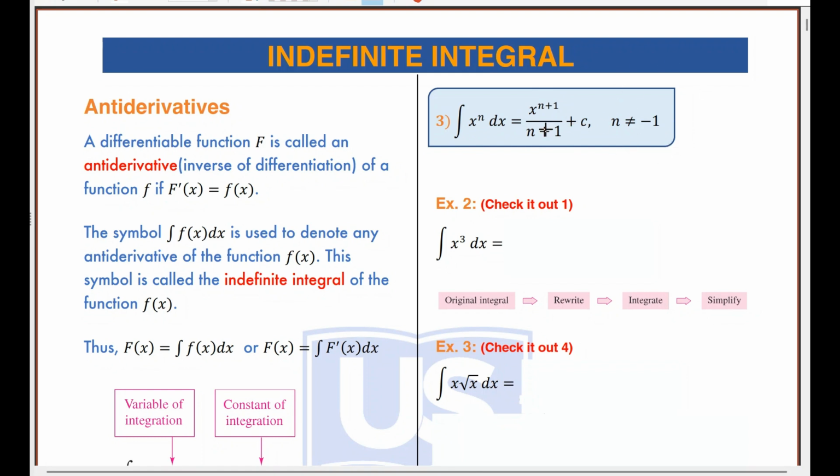And there is a little note here: the exponent is not -1. If it is -1, we have another rule. This is for exponents other than -1. Let's take a look at this example. X cubed. Let's apply the rule. We increase the power by 1, 3 plus 1, and divide by the new power, plus c, which will give me x to the power of 4 over 4 plus c. Okay, this is exactly the opposite idea of derivative.